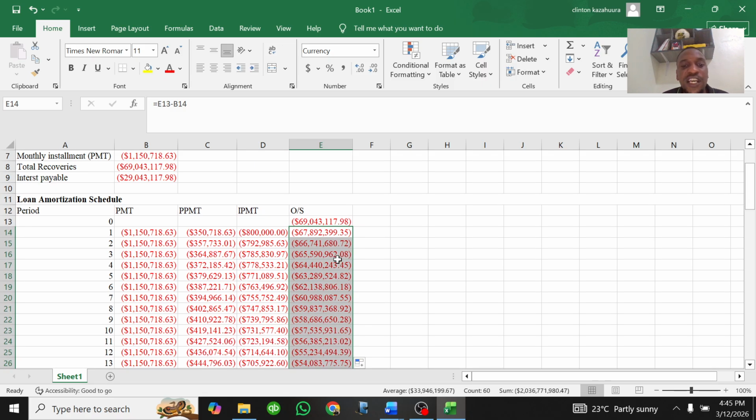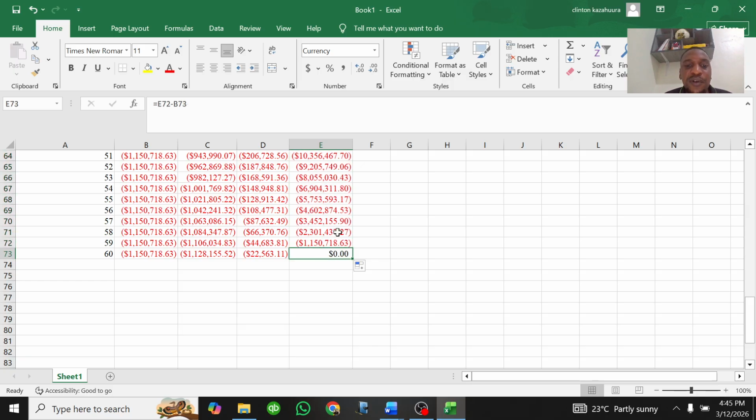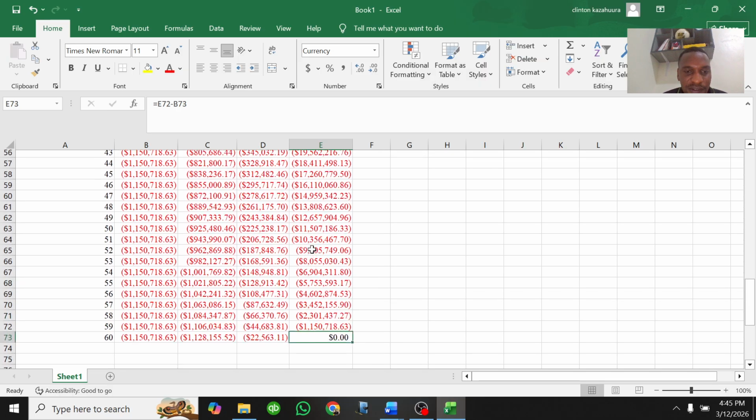Now, how to check whether you have passed or whether you have messed up somewhere? You move down and check the future value. If you look at the outstanding balance in the 60th month, the last month, the outstanding balance is 0. So what does that communicate to you? It simply means that actually you have paid your loan up to 0 balance. Ladies and gentlemen, that is how we prepare a loan amortization schedule.